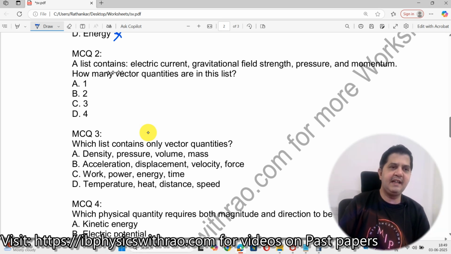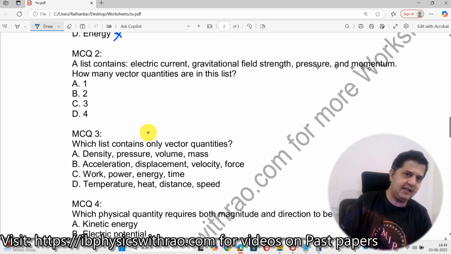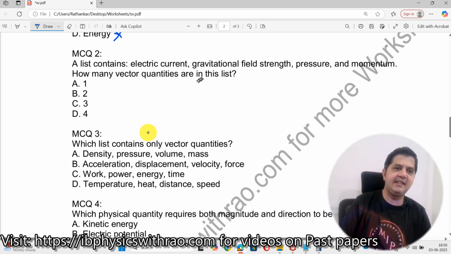Question number 2. The list contains electric current, gravitational field strength, pressure and momentum, right? How many vector quantities are there in this list? Now you see electric current. What is electric current? Electric current is a scalar quantity.